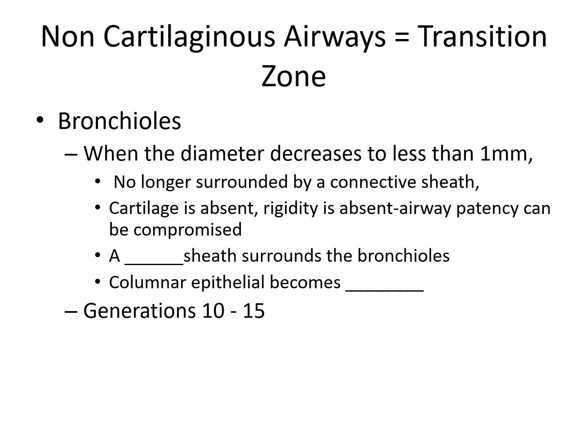Alright, so now we're going down to non-cartilaginous airways. So this is the transition zone. Remember, this is still part of the conducting airway, but this is the non-cartilaginous part of the conducting airway. And these are less than 1 millimeter in diameter. We've already talked about that.